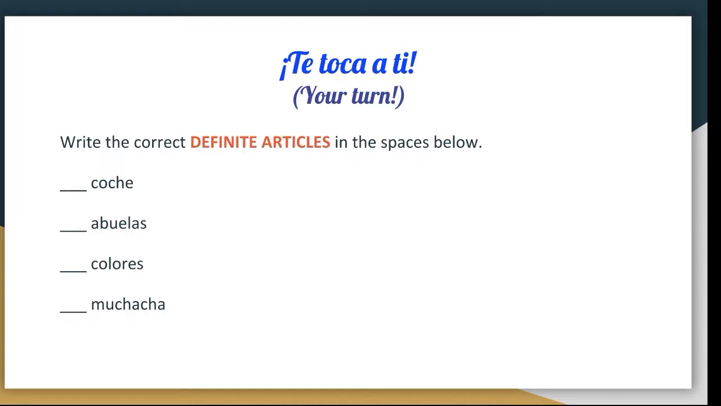So it's your turn. Te toca a ti. See if you can write the correct definite articles in the spaces below. You may pause the video or even go back if you need to revise or go over what we've already discussed. Go ahead and do the same, but this time use indefinite articles in the spaces below. Again, you can pause the video and track back if you need to go over the things that we've already discussed.